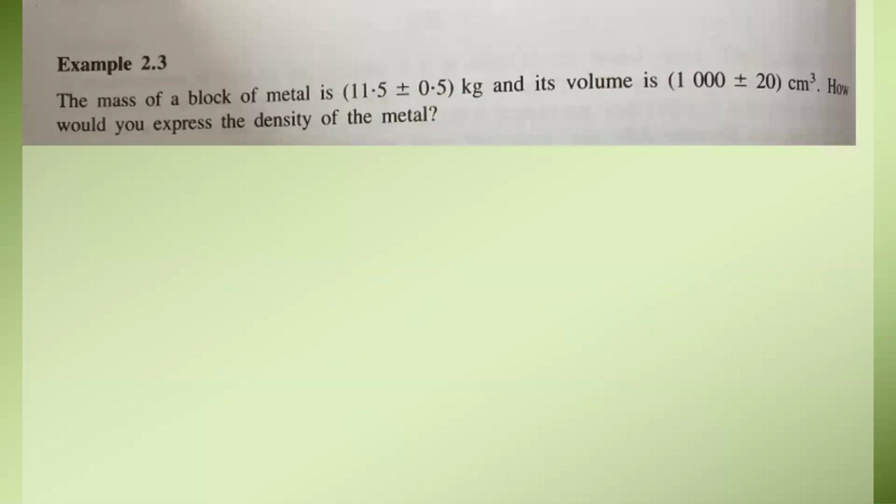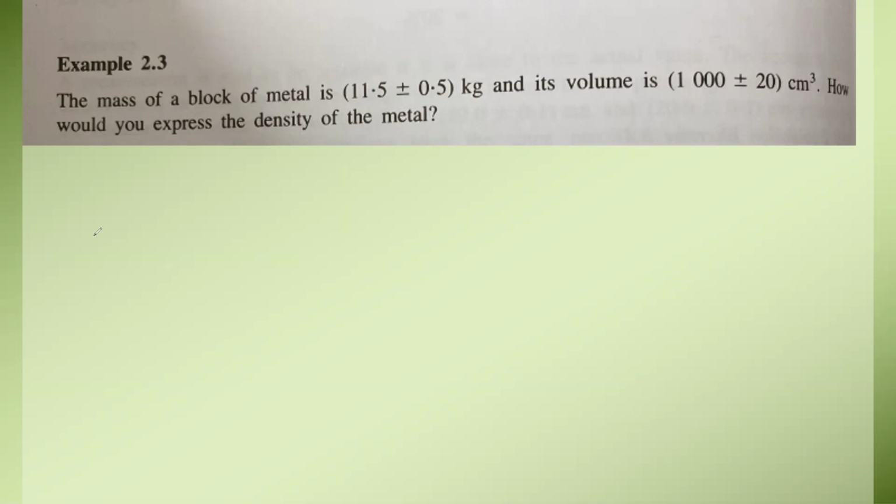And example 2.3, another example related to the uncertainty. In this example, the mass of a block of a metal is 11.5 plus minus 0.5 kg, and its volume is 1000 plus minus 200 centimeter cube. How would you express the density of the metal? So how do we represent the density of the metal?